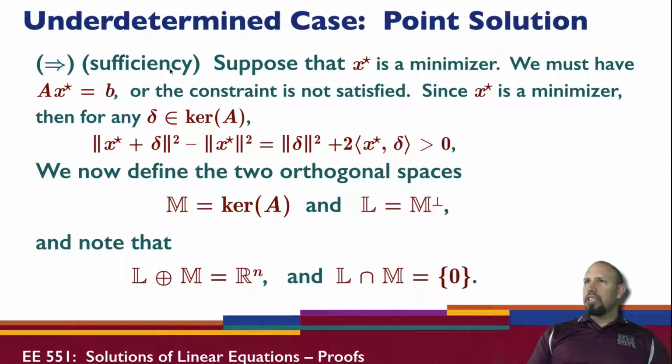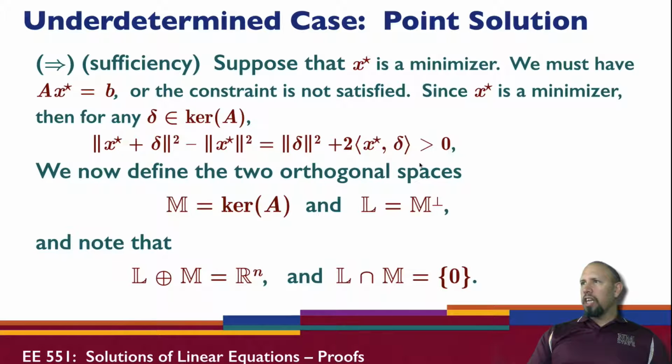We move on to the sufficiency. Suppose that x star is a minimizer, then we must have Ax star equals b, or else the constraint is not satisfied. That's part of the constraint of the constrained optimization. Since x star is a minimizer, then for any delta in the kernel of A, the norm of x star plus delta squared minus the norm of x star squared is, from that corollary, this expression, and all of this must be strictly greater than 0.